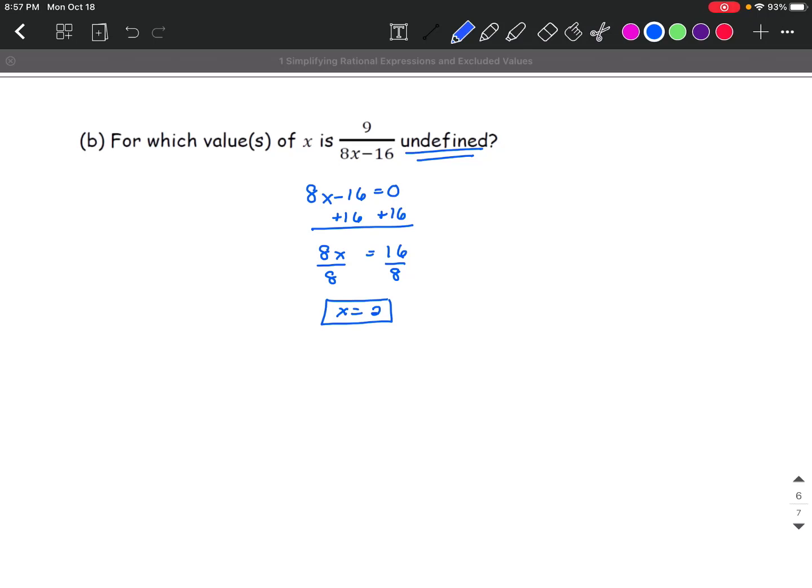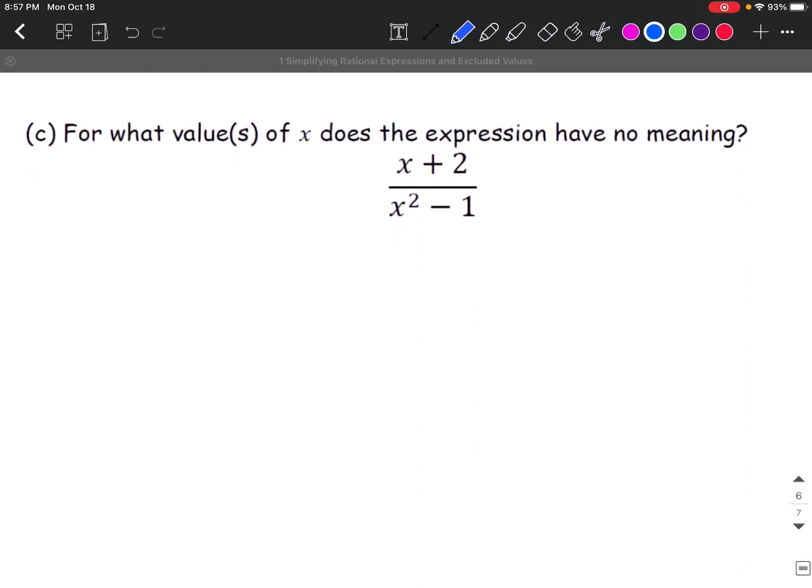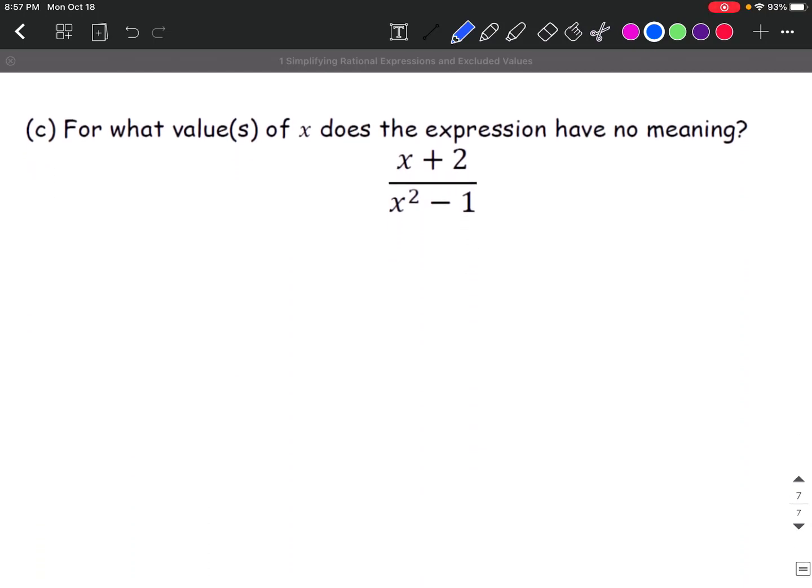Notice, I asked in part A to find the excluded value. In part B, I asked when the fraction is undefined. And now in part C, I'm asking when does the expression have no meaning? They are 3 different ways to ask the same exact thing. Each one of those, find the excluded values, find when the fraction is undefined, or when does the expression have no meaning, you take whatever the denominator is, set it equal to 0, and solve for x.